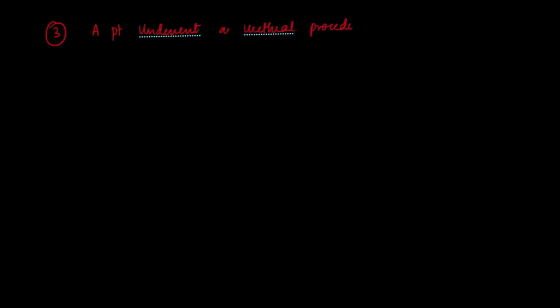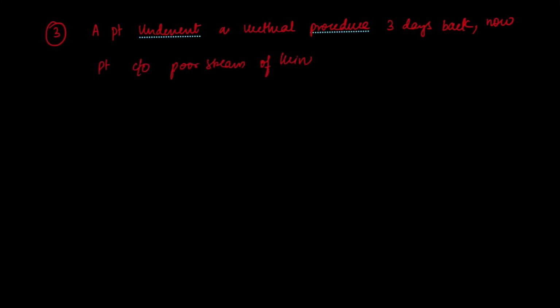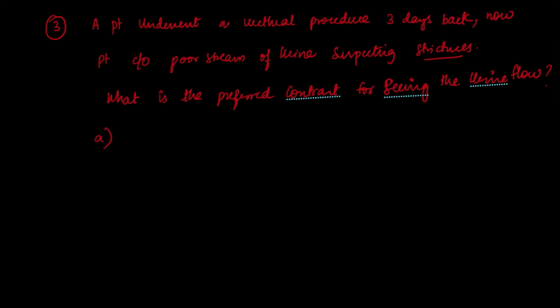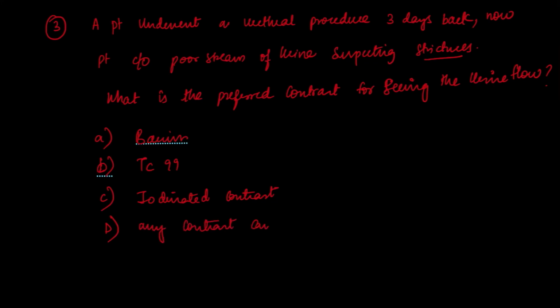So the last question is: a patient underwent some urethral procedure. I didn't mention which, because I'm not so pro, but I just tried to create one question. Now the patient is having post-stream of urine even after the procedure, so they're suspecting strictures in the patient. What is the preferred contrast for seeing the urine flow? The options are barium contrast, technetium 99, iodinated contrast, and any contrast can be used.